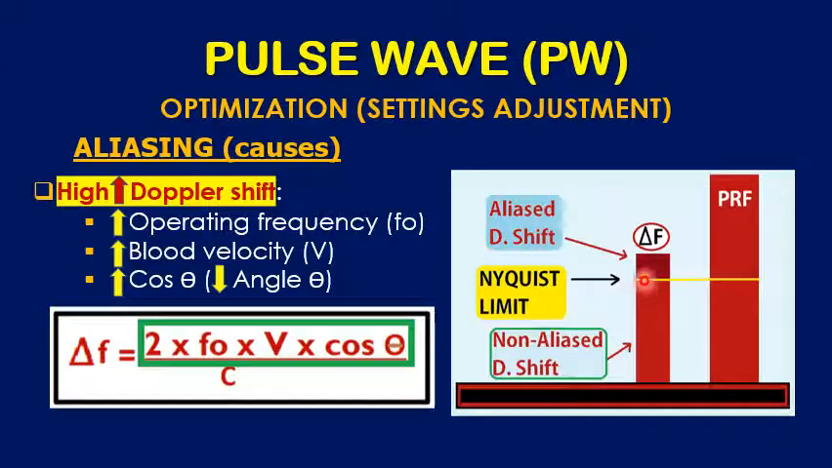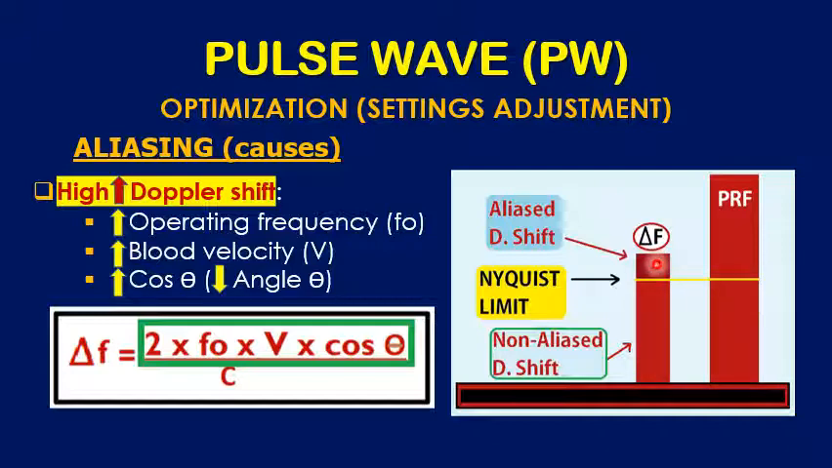Okay, what is this? This is the Doppler shift being received by the system. We know that FR minus FO gives me the Doppler shift. Okay, what happens here? This part of the Doppler shift that is above the Nyquist limit will be aliased. This is the part that will be clipped off from the PRF, from the spectral waveform, and will show in the opposite direction. This part of the Doppler shift will not be aliased. So this is the non-aliased Doppler shift, and this is the aliased Doppler shift.